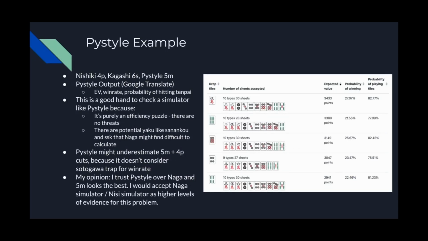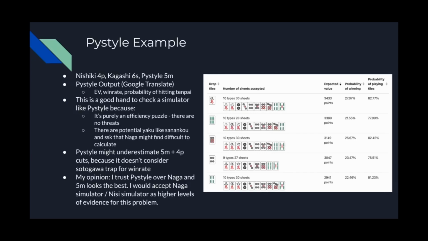So Nishiki cuts 4p, Kagashi 6-0, Pystyle 5 mon. And on the right is what happens if you go to the Pystyle website and you click Google Translate. That's what it'll say. So it gives you the expected value, it gives you the probability of winning, and the third column is the chance of hitting Tenpai at some point. So I wrote that this is a good hand to check a simulator like Pystyle because it's purely an efficiency puzzle. There are no threats. And also there are potential Yaku like Sanonko and SSK that Naga might find difficult to calculate.